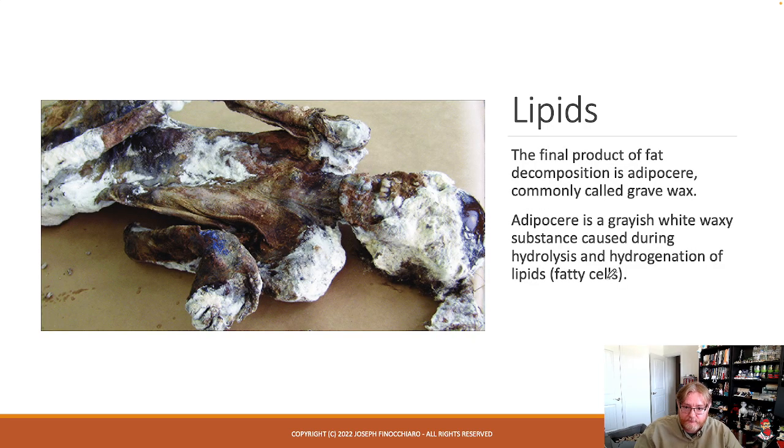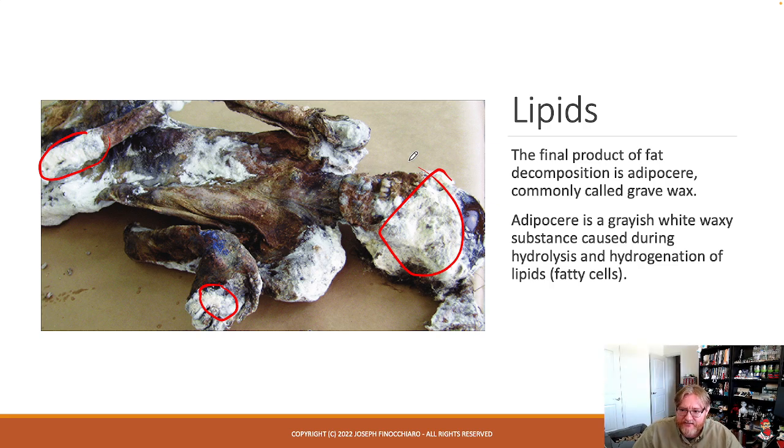The final product of fat decomposition is adipocere, commonly called grave wax. If you've seen the movie Fight Club, you know that they take human fat and make soap out of it. This is loosely what is happening to your fats when they become grave wax. You can see all this white material. This is grave wax. Okay, this is grave wax.